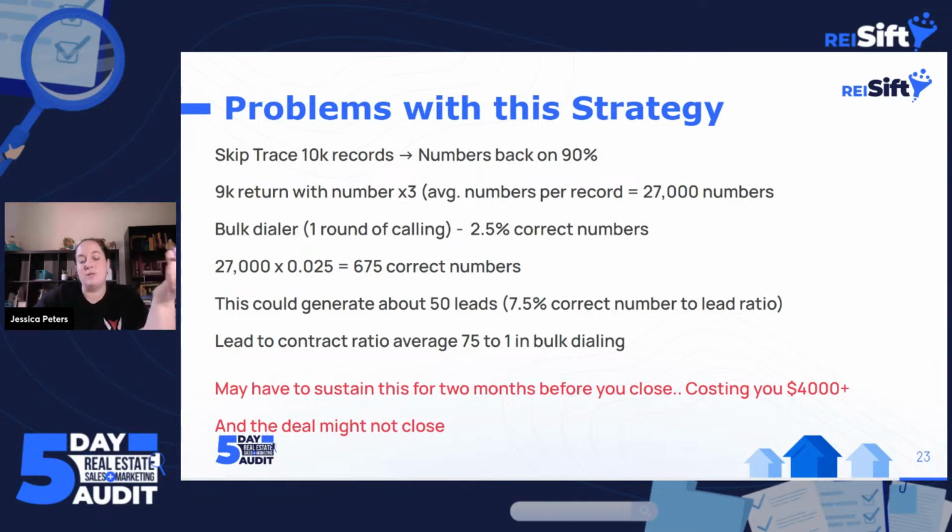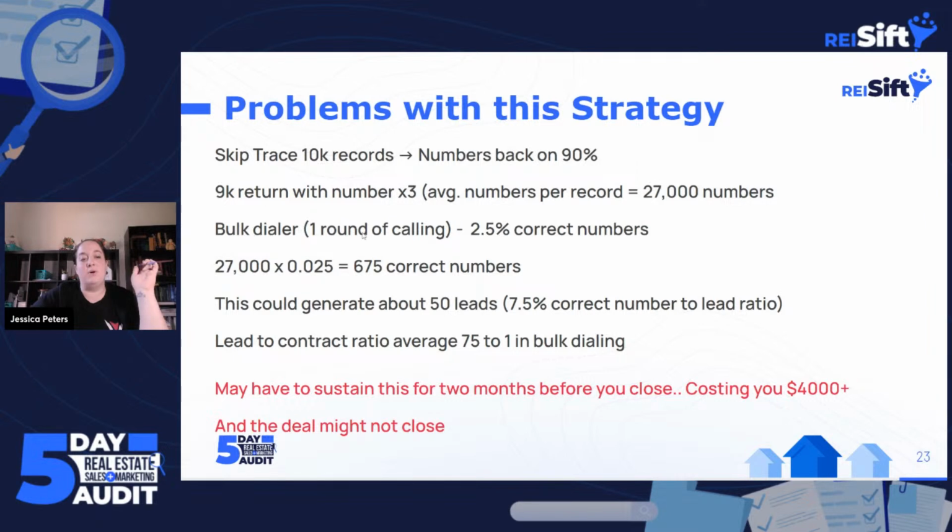So usually about 10%, you're just not going to get results back for. So that would mean 9,000 of those records return with numbers on average. Now we see around 3 numbers per record. So some will have 10 numbers and some will have 1, right? But on average, we see about 3. So just in general here, we'd get 27,000 numbers back when we skip traced.